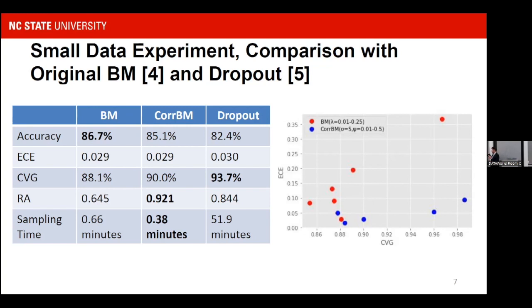So to summarize, correlated belief matching allows us to obtain uncertainty quantification that's well calibrated, has good coverage, is more interpretable than a lot of the other existing methods, and has a lot of computational advantages over other typically used uncertainty quantification approaches.